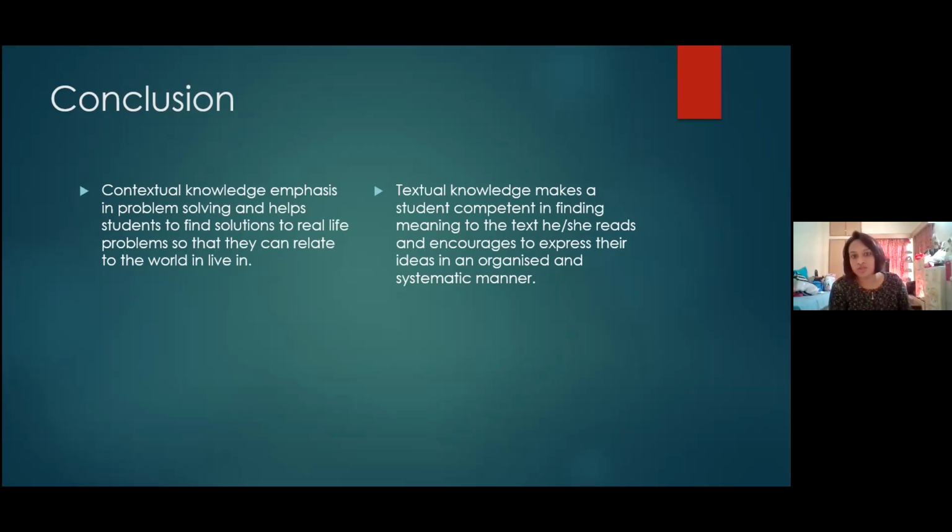I must also mention that textual knowledge helps in the expression of ideas. If I read a text and draw information from it, how do I present it in written form is what textual knowledge also helps with, and it enhances my way of presenting the idea of what I understood from the text. So this is all about contextual and textual knowledge.